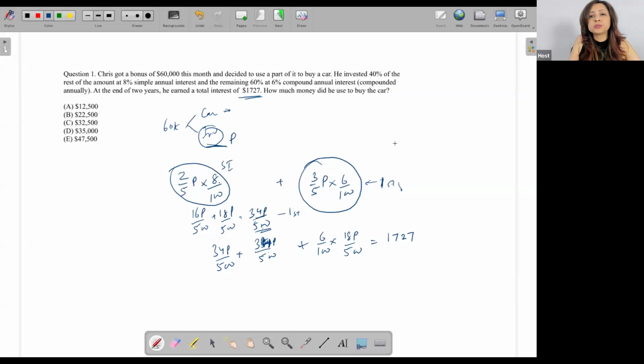How much might be used to buy the car? Essentially, I need the value of P, and I'm going to subtract that P out of the 60K to get the value of the car. Now, it's a little bit of a tricky calculation, so let me think about what I'm going to do here. 68P upon 500, if I'm adding these two terms, plus I have 18 into 6 upon 100 into 500. Let me just do the calculation.